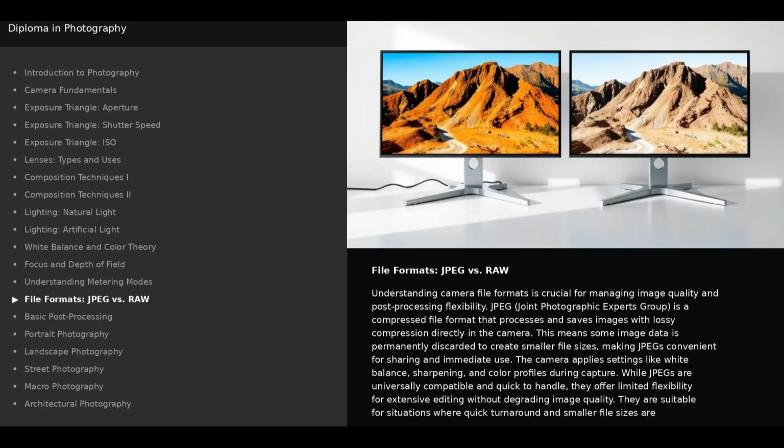File formats, JPEG versus RAW. Understanding camera file formats is crucial for managing image quality and post-processing flexibility. JPEG, Joint Photographic Experts Group, is a compressed file format that processes and saves images with lossy compression directly in the camera. This means some image data is permanently discarded to create smaller file sizes, making JPEGs convenient for sharing and immediate use. The camera applies settings like white balance, sharpening, and color profiles during capture.